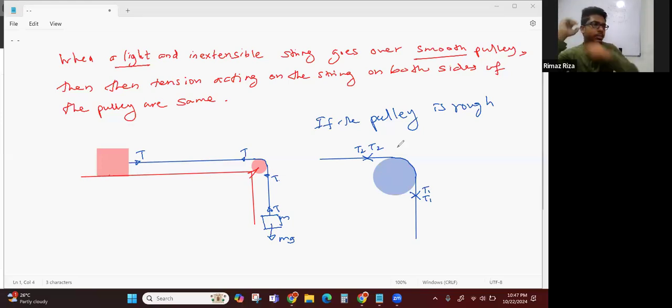Do you have any questions regarding today's lesson? In the last case, when the pulley is rough, is there the same tension on the same side, or at every point is there a different tension?